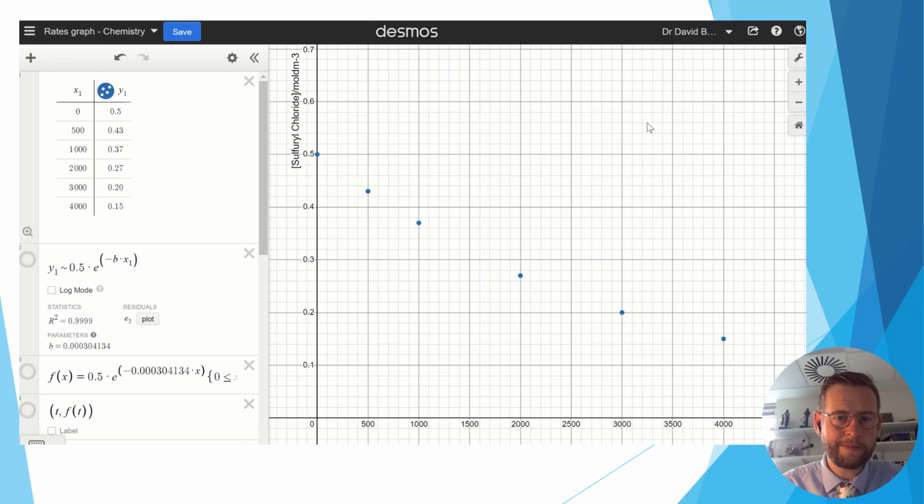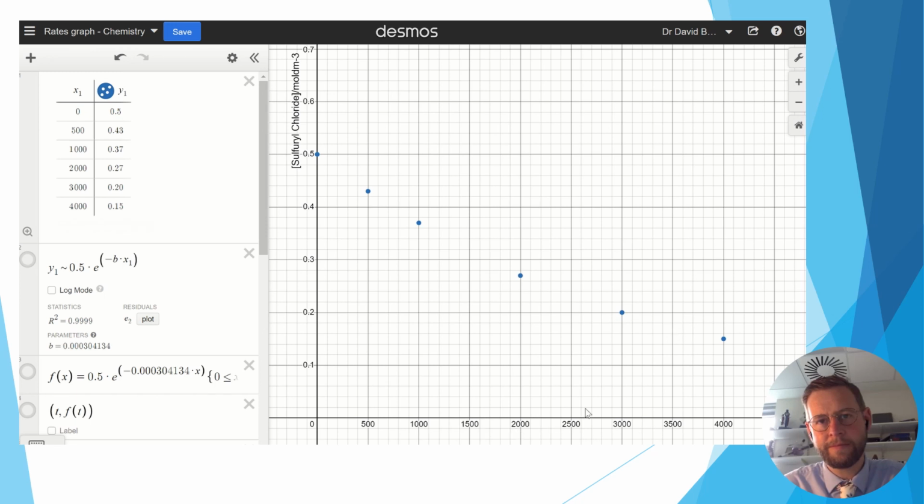So here is a graph of some concentration data. I'm plotting here on the y-axis the concentration of the sulfuryl chloride. This is the concentration of the reactants. It's going down as they're used up in this reaction. But what is the rate of reaction?